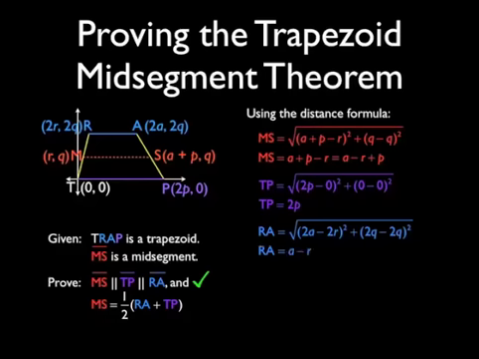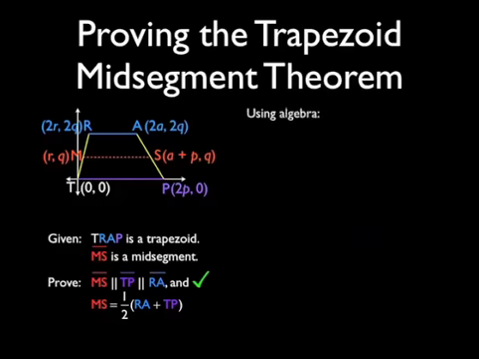So now we are going to have to use some algebra with all of this. So keep all of these lengths in mind. Let me clear the screen. So now our algebra. Remember that we just found the lengths of all of our segments. The length of MS was a minus r plus p, the length of segment TP was 2p, and the length of segment RA was 2a minus 2r.